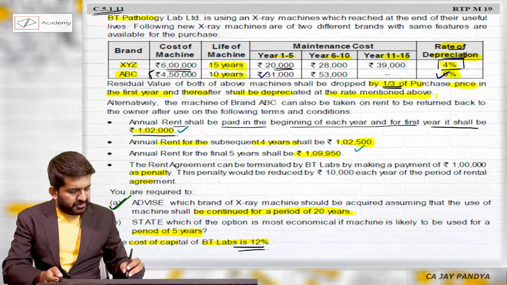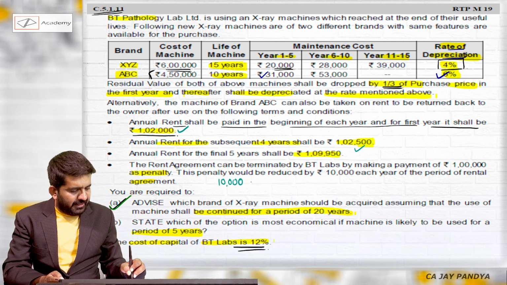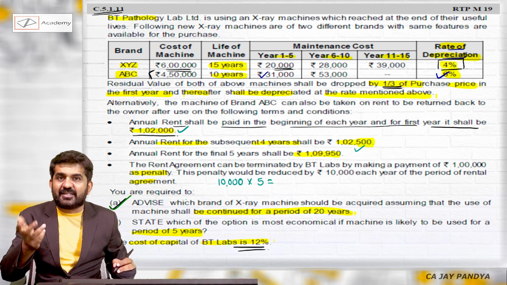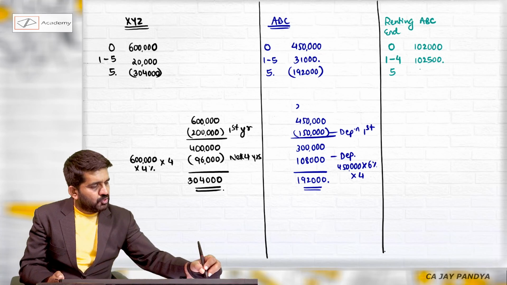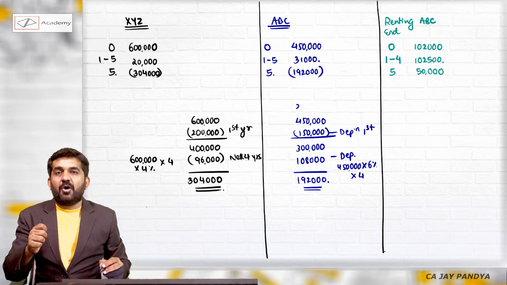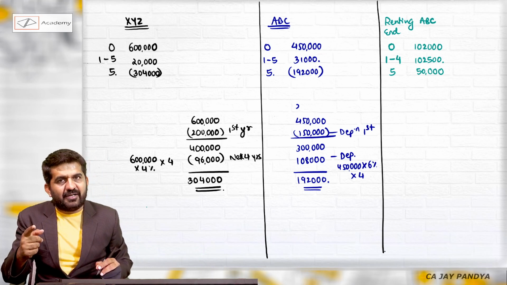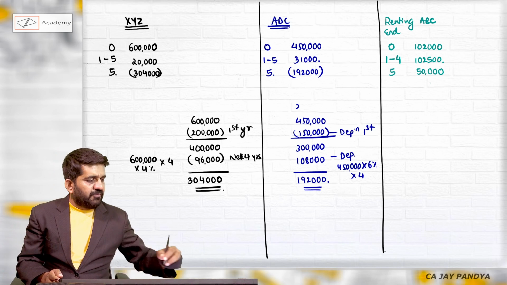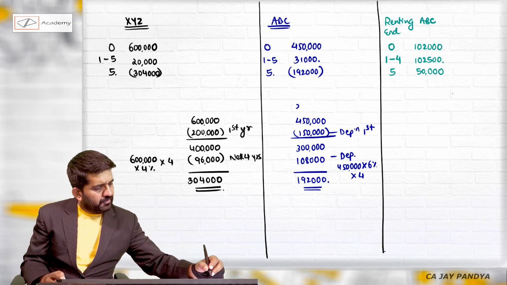That is 50,000. How 50,000? 10,000 will be reduced for each year. I have used it for the full 5 years and then I am returning it back. So at the end of the fifth year, I will have to pay 50,000. How 50,000? 1 lakh is the penalty, reduced by 50,000. What is remaining is 50,000. This will be my cash outflow.